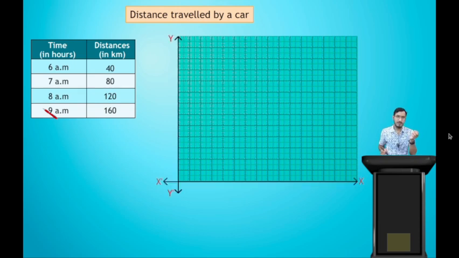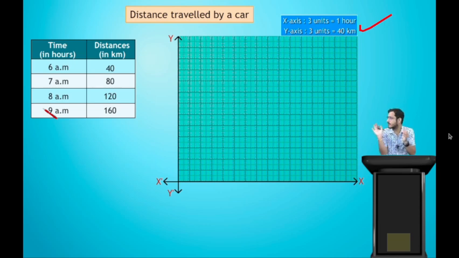First we will draw two mutually perpendicular lines, x-axis and y-axis. The horizontal line is the x-axis, and the vertical line is the y-axis. So first we draw the x-axis and y-axis on the graph paper. Then, taking a suitable scale, x-axis 3 units for 1 hour, and y-axis 3 units is equal to 40 kilometer.